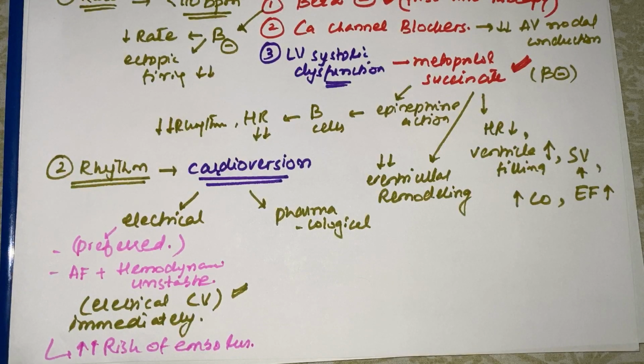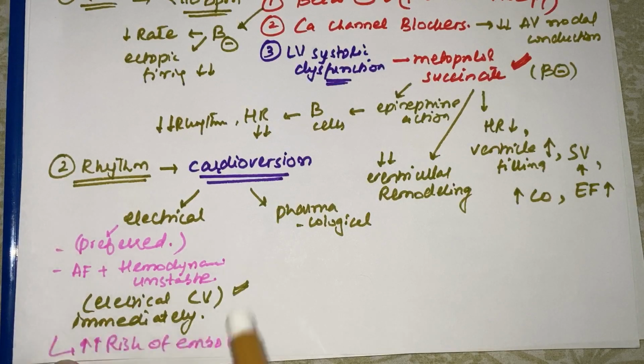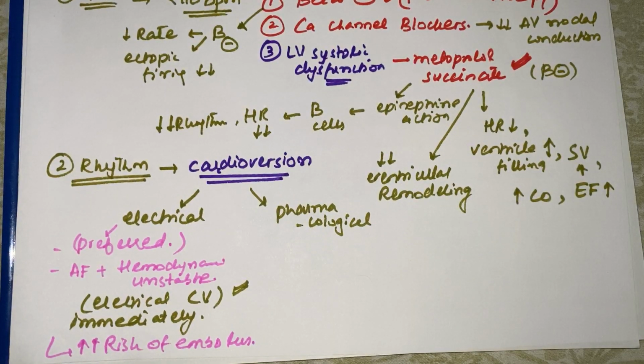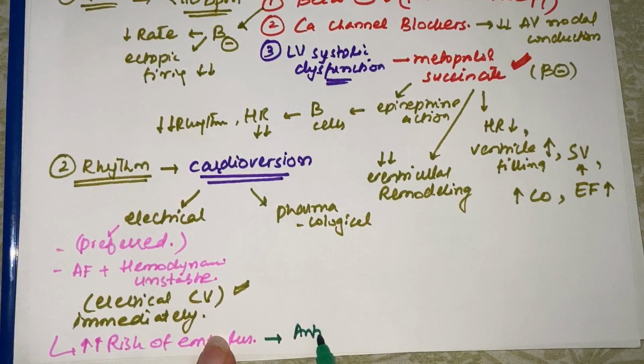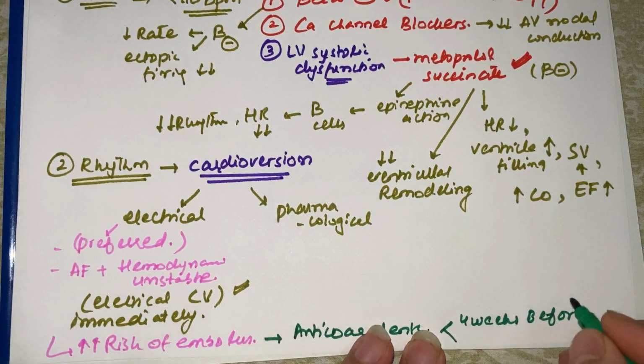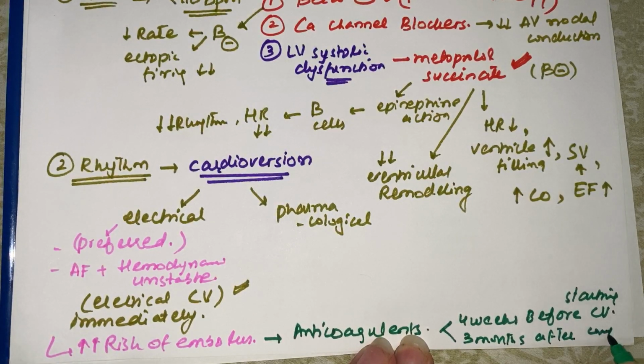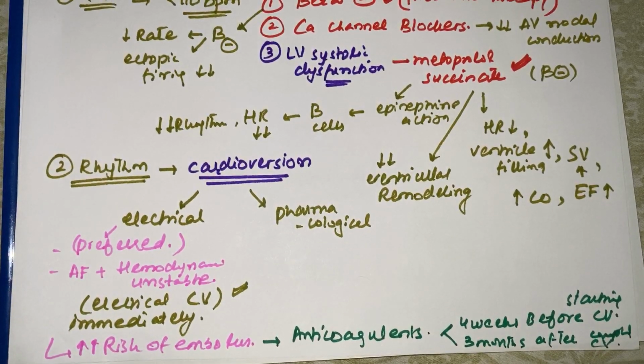So when we have to give cardioversion to a person, we give anticoagulation. Why anticoagulation? To reduce the risk of thrombus and as a result embolus formation. So we give anticoagulants to the patient 4 weeks before starting cardioversion, and 3 months after complete cardioversion is performed. We continue these anticoagulants for 3 months after complete cardioversion.